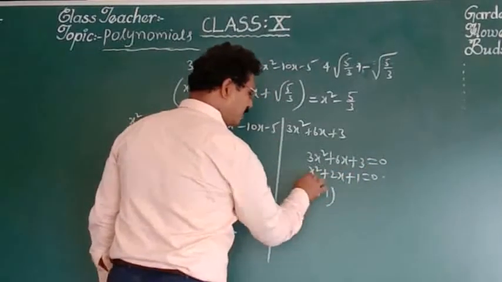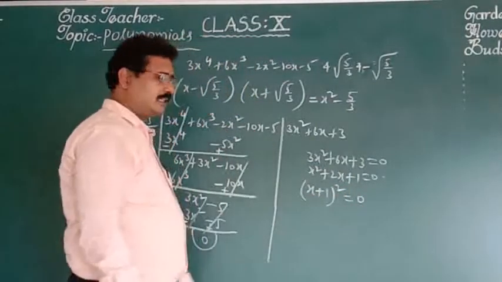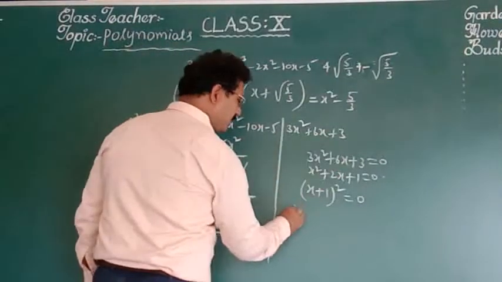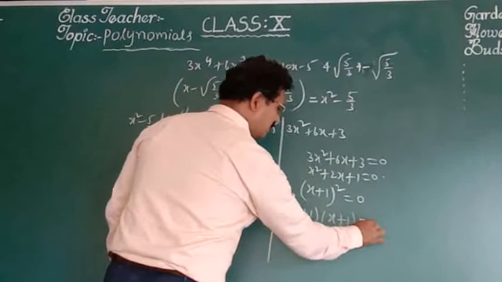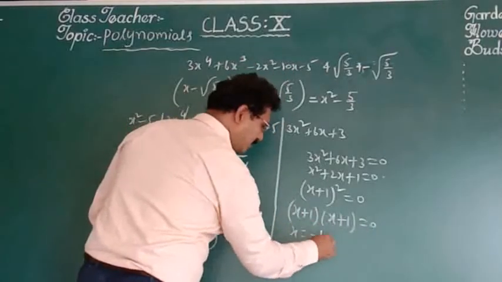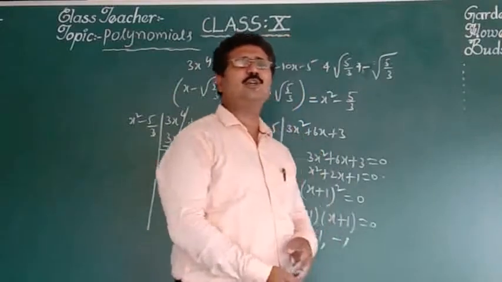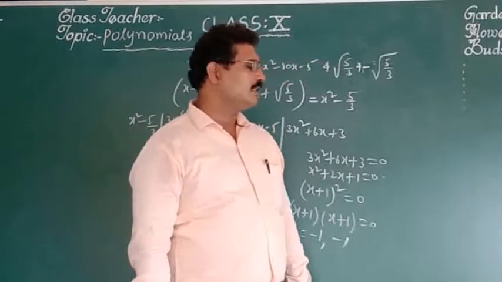No need to factorize, it is x plus 1 whole square equal to 0. A plus b whole square is a square plus b square plus 2ab. If x plus 1 whole square is equal to 0, x plus 1 into x plus 1 is 0. So x is equal to minus 1 comma minus 1. So what are the other zeros? Minus 1 and minus 1. Those are the other zeros.